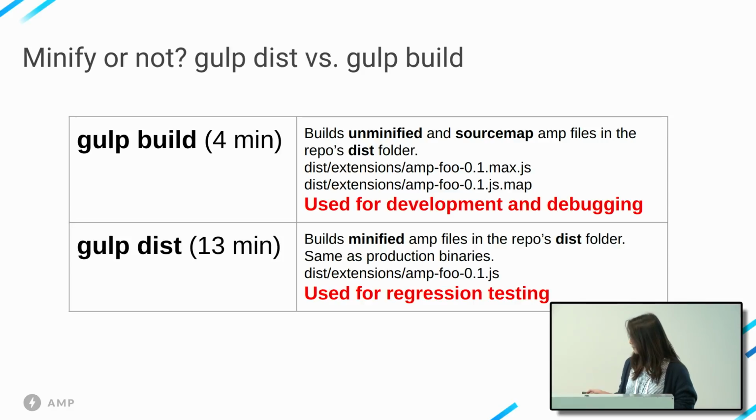And then we also have the 4-minute gulp build for development and debugging. It builds unminified files. And also, all of our build process basically just generates files in the dist folder of our repo. So you'll see files .max and then the source map for gulp build. If you want something closer to our production binaries, which are minified by the Closure compiler, just go ahead and run gulp dist. It's a lot slower, 13 minutes roughly on my computer. We use it for regression testing mostly.